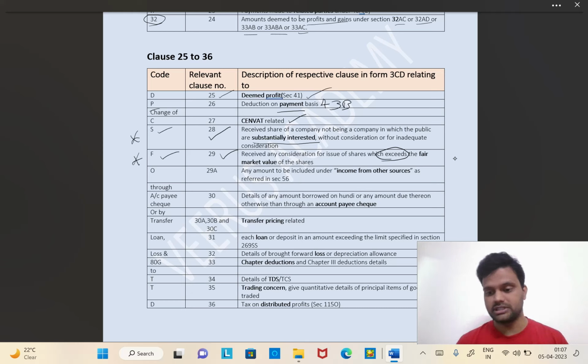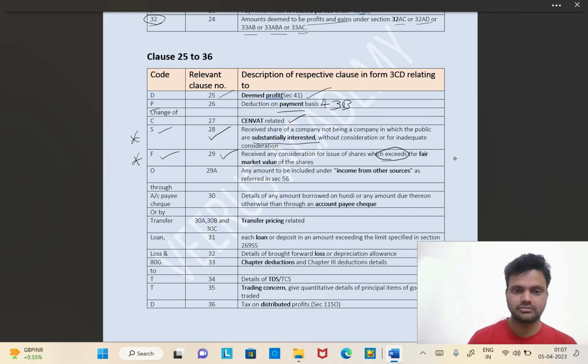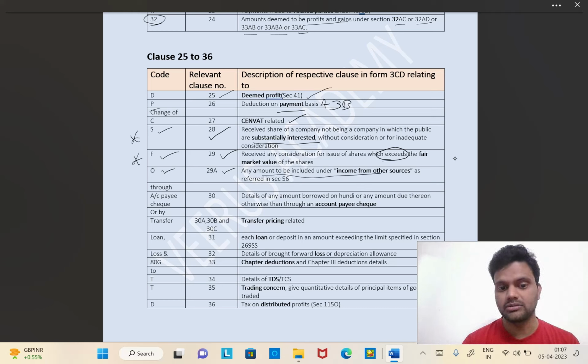And even clause number 16, related to the amounts which are not credited to the P&L account, is very important and asked multiple times. And the last word O under CSFO is clause number 29A. O means other sources, income from other sources. I just use the word O for other sources. Any amount to be included under income from other sources referred in section 56. Okay, that is what CSFO is.